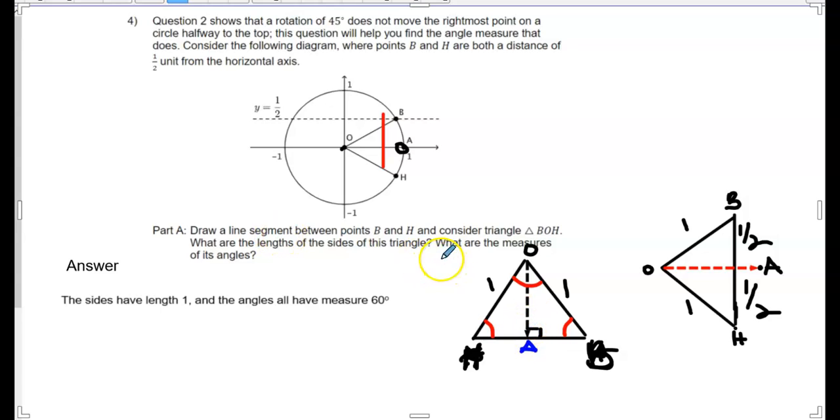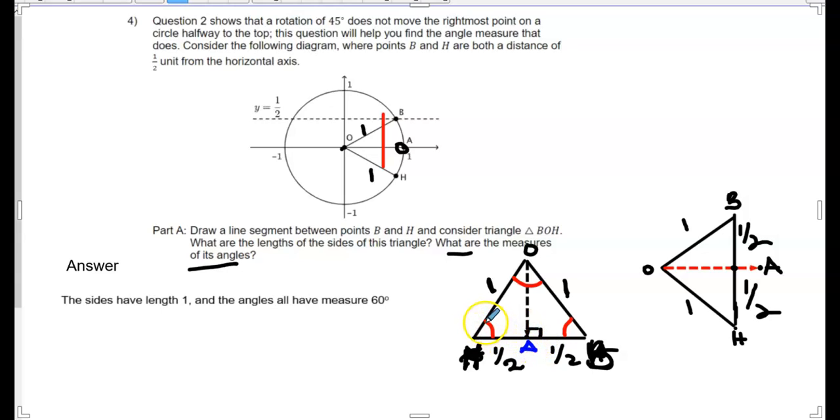Now, the question is, what are the measures of the angles? The lengths are 1 and 1, because these are the radii. OH is 1 and OB is 1. Now, we want to calculate the angles in the triangle. To be able to do that, let's find the length of OA. We know that from B to H is 1 unit, and so this is half of it, and that is half of it. Since we are right at the middle, let's divide it into 2 equal parts.